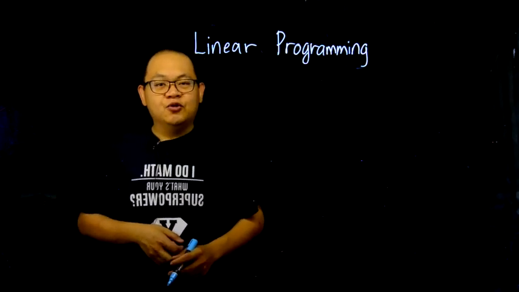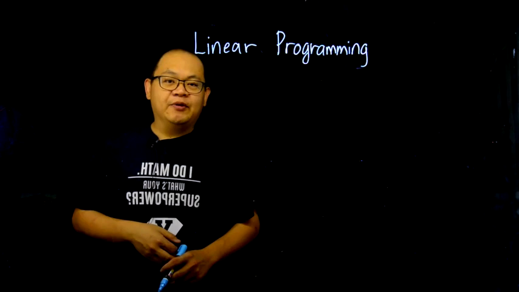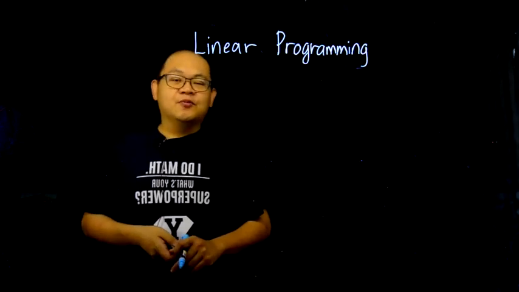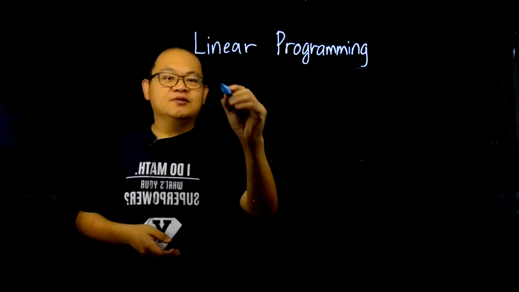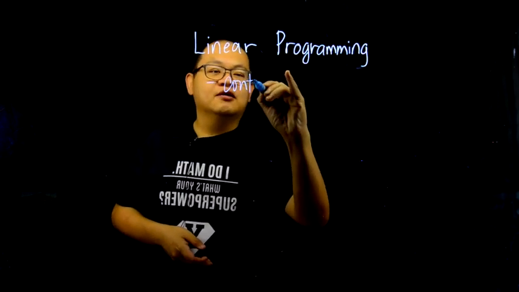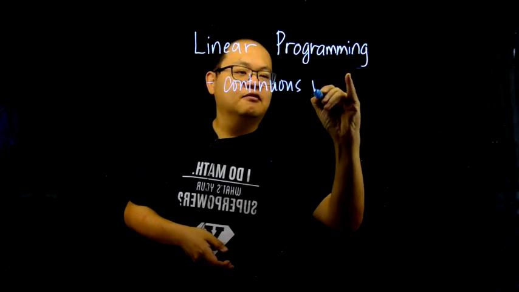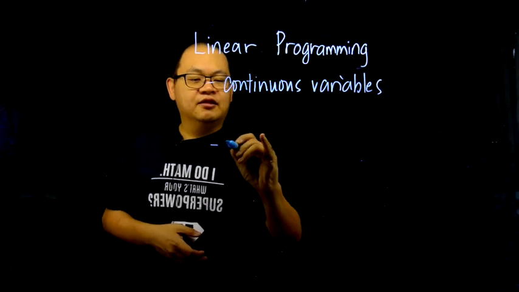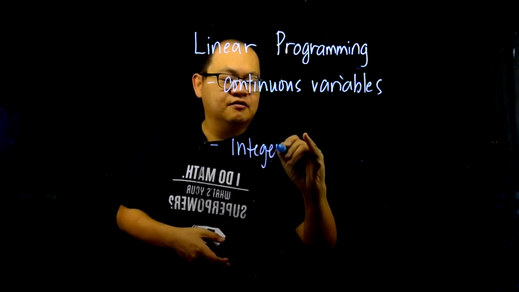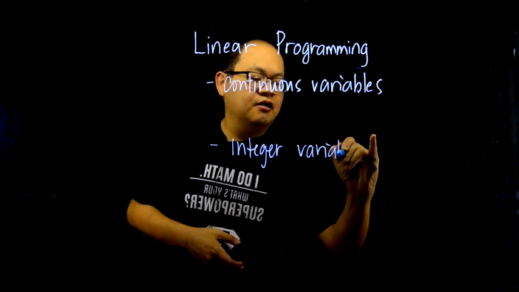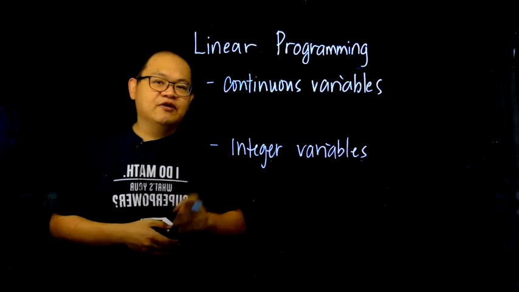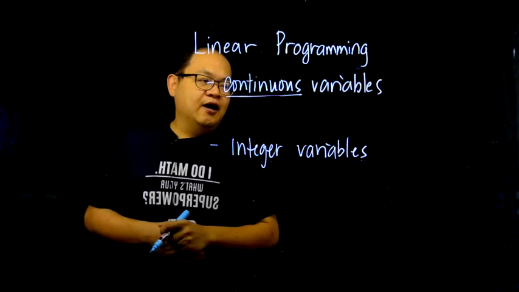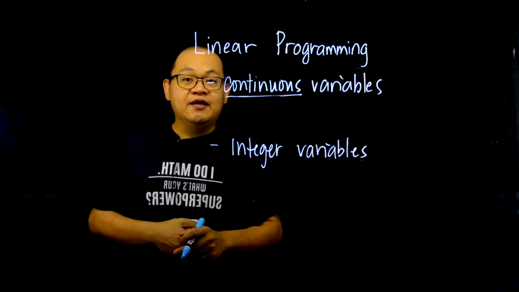Hello. For this video, we will be talking about integer programming and integer variables. Now, when we talk about linear programming, there are generally two kinds of variables. One is what we call continuous variables, and the other one is called integer variables. Now, what's the biggest difference between the two? Continuous variables, as the name suggests, are variables that can assume any possible value.